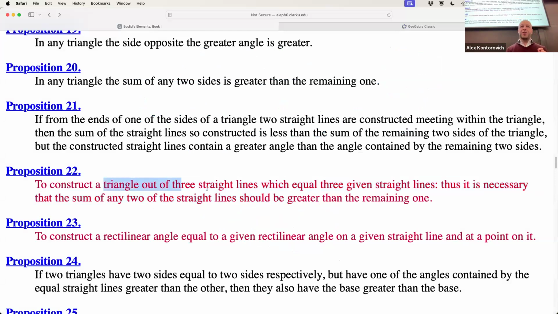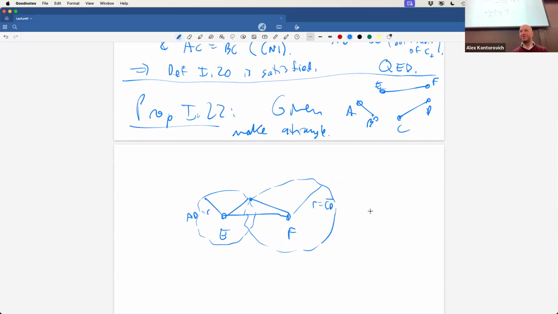He says to construct a triangle out of three straight lines, which equal three given straight lines, meaning line segments, it is necessary that the sum of any two of the straight lines should be greater than the remaining one. There's something called the triangle inequality, which is that if you want to go from E to F, the distance from E to F cannot be more than the distance from E to G plus G to F. That's something that he proves.